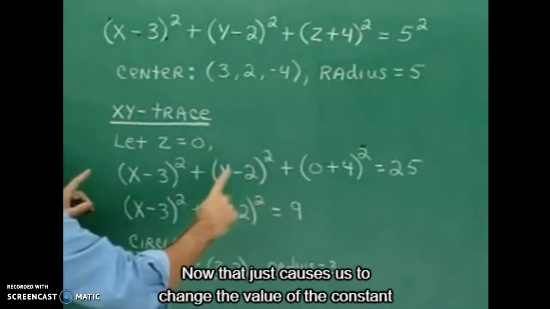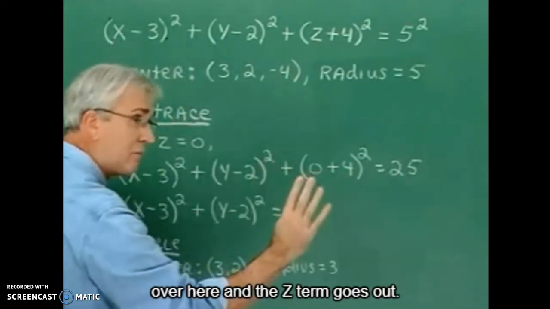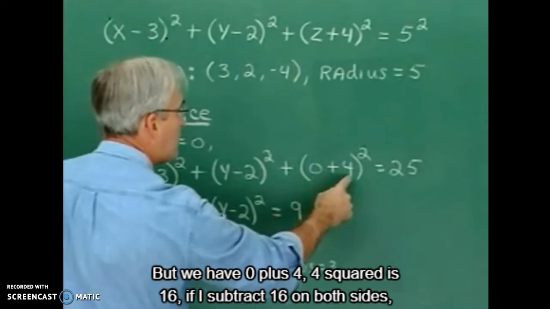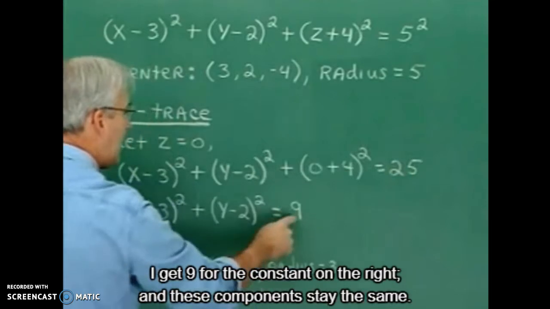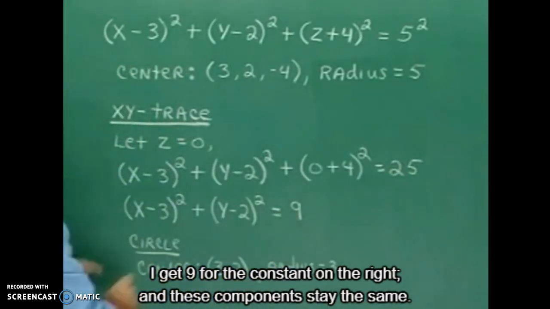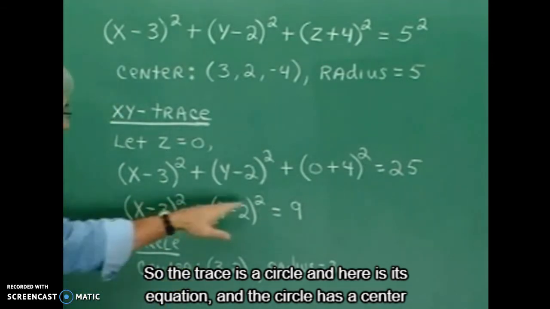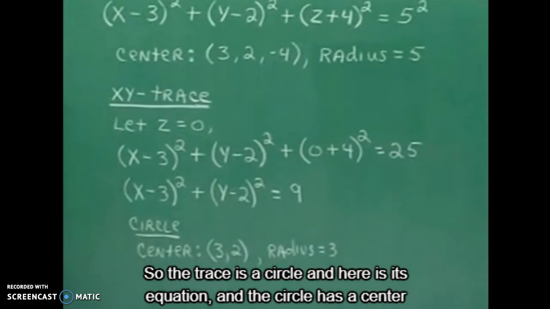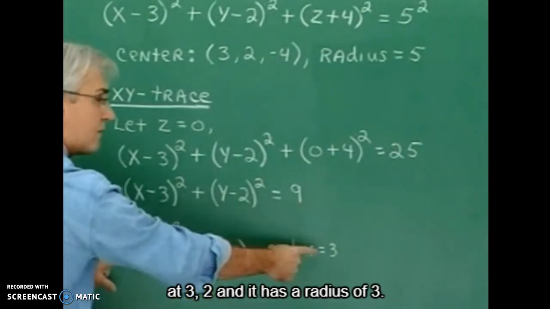Now that just causes us to change the value of the constant over here, and the Z term goes out. But we have 0 plus 4, 4 squared is 16. If I subtract 16 on both sides, I get 9 for the constant on the right. And these components stay the same. So the trace is a circle, and here is its equation. And the circle has a center at 3, 2, and it has a radius of 3.